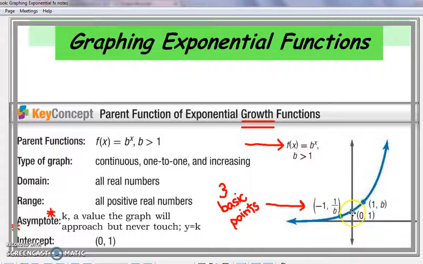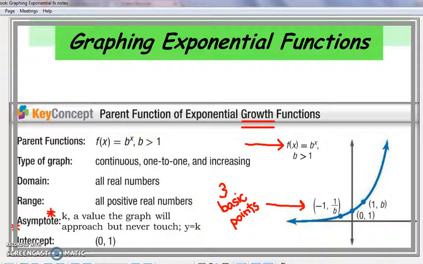So here's our three basic points. We will always go through 0, 1 unless we shift our asymptote up or down. And then our x values are going to be -1, 0, and 1. And then here's the y values. So for the -1, the y value is 1 over b, and b comes from your function. So it is that number that has the exponent on it. And then you have 0, 1. Then a third point will be +1 as an x value, and then whatever your b is from your equation. So whatever that number is, it has the exponent of x.